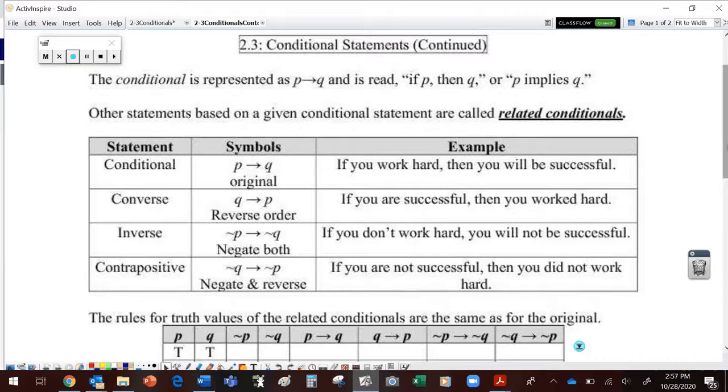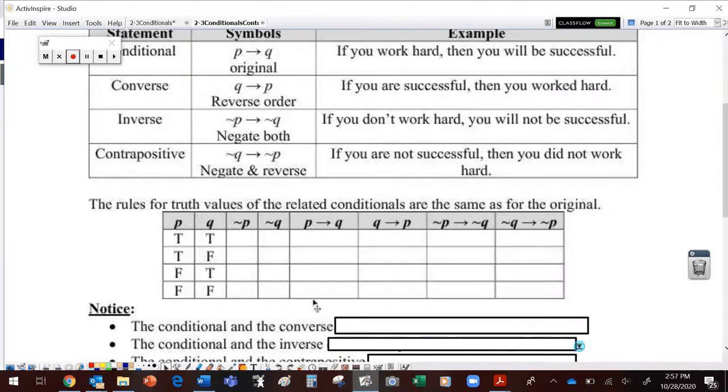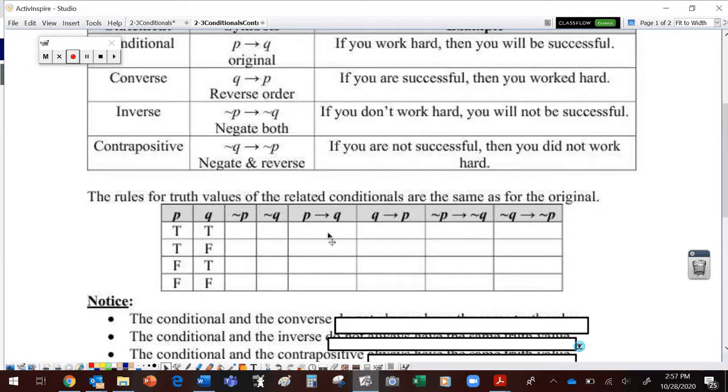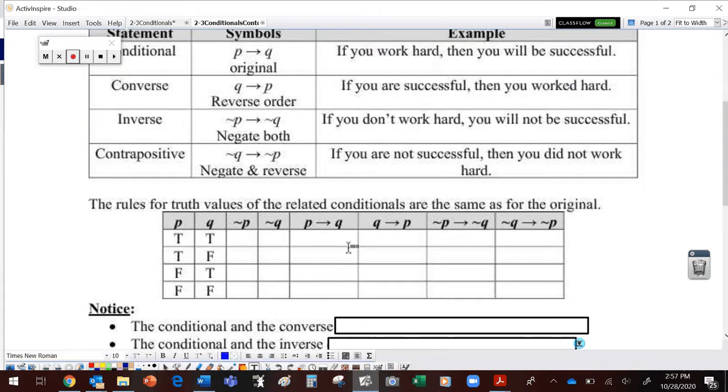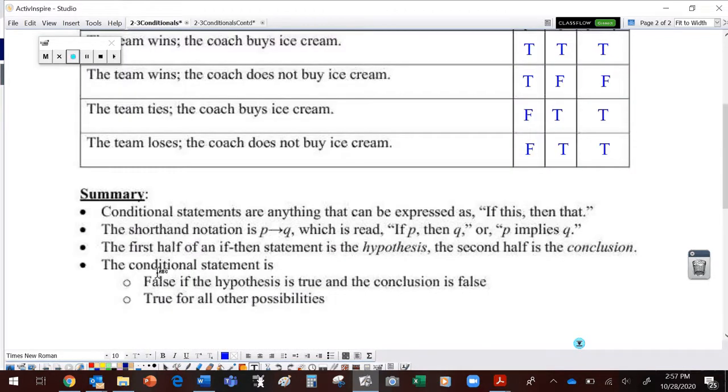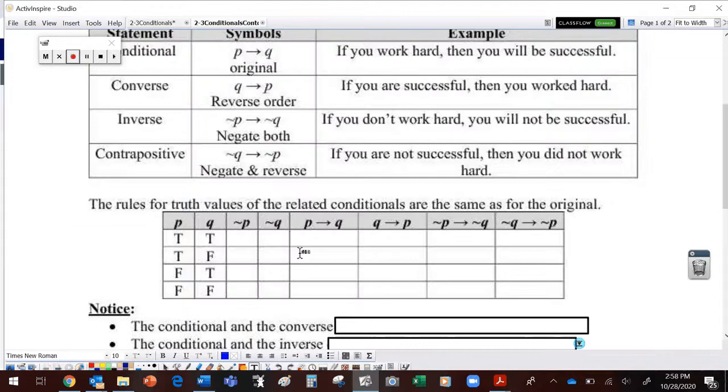Now, let's take a look at the truth tables for each of these. So first off, let's look at the original, if P then Q. All right, so we said last time that the only way conditional statements are false is if the hypothesis is true and the conclusion is false. Otherwise, it's always going to be true. So let's look at this again. I have true, true, then that means that the conditional is also true.